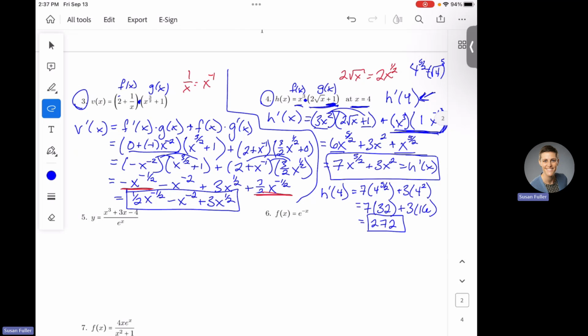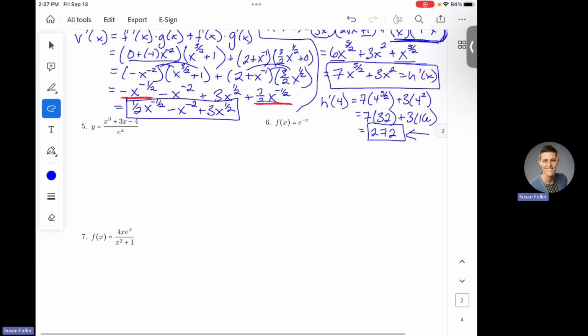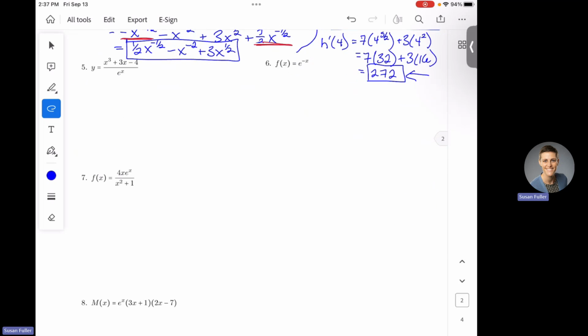And then just a side note here, if you were asked to write the equation of the tangent line at x equals 4, this would be your slope at x equals 4. You could plug 4 into your original to get your point, and then you would take your point and your slope and plug it into y equals mx plus b. So once you have the slope, you're kind of off to the races finding the equation of the tangent line if you had to do that. Hopefully that makes sense. Okay, so let's do some more.